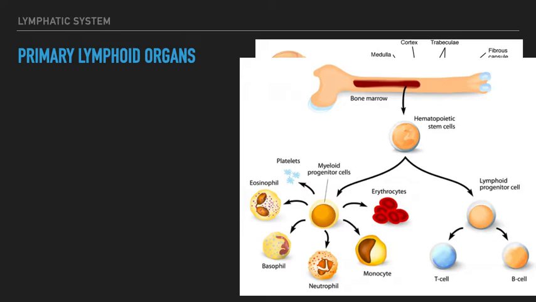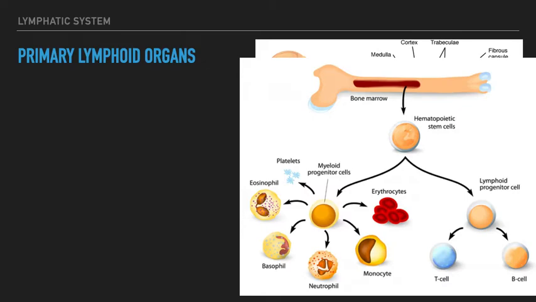So the two primary lymphoid organs are the bone marrow, shown in this image, and the thymus, which I'll get to in a second. So the red bone marrow, specifically, is a loose collection of cells where hematopoiesis occurs. Recall, hematopoiesis is the formation of red blood cells, white blood cells, and platelets. Both B and T cells are made here as well.